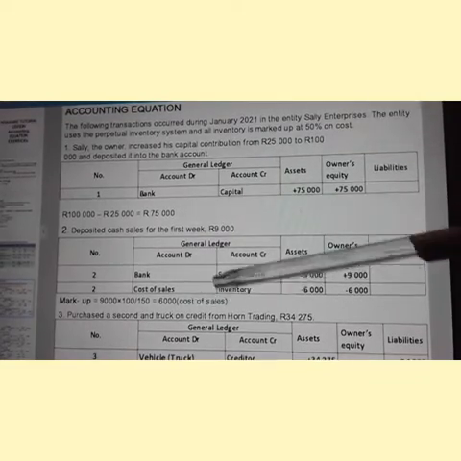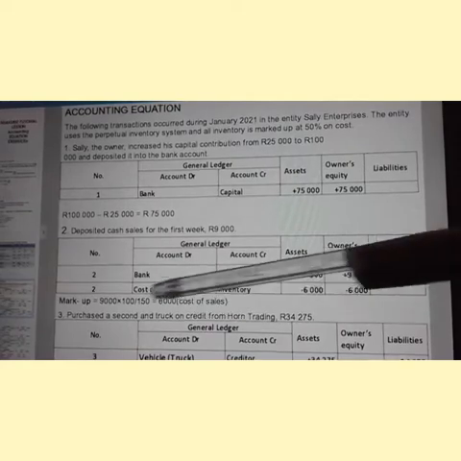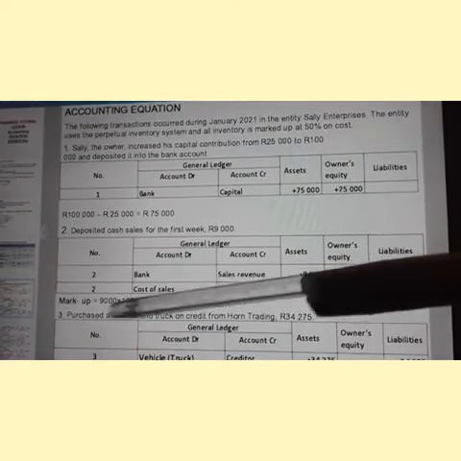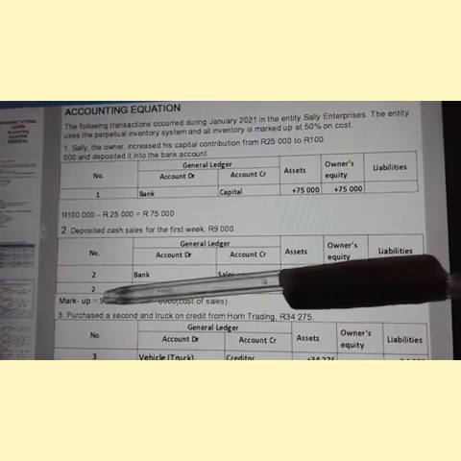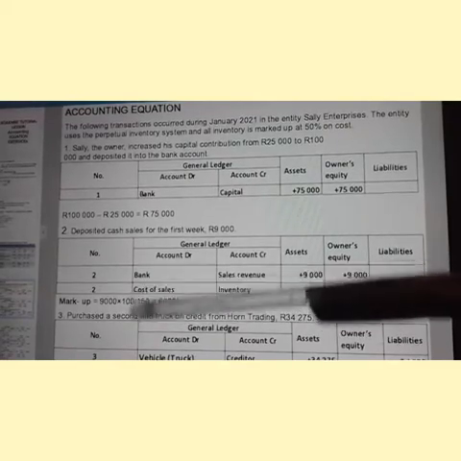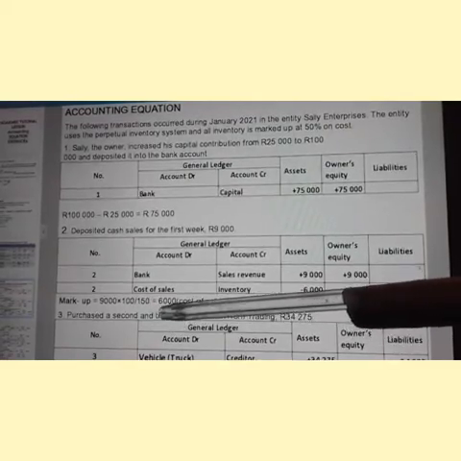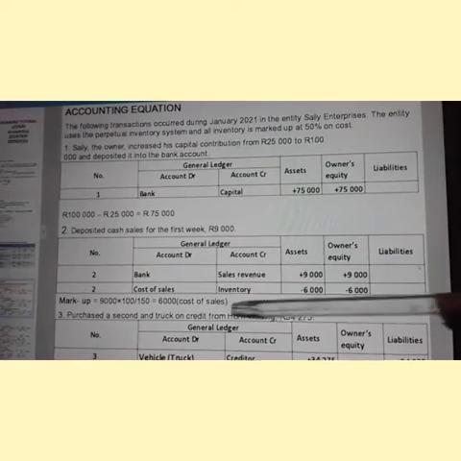And then we move on to the second part. In the second part, first of all, we need to calculate the markup. I already gave you the formula for calculating the markup. So we take the selling price, 9,000, times 100, divided by 150. And we get 6,000, and this represents the cost of sale.